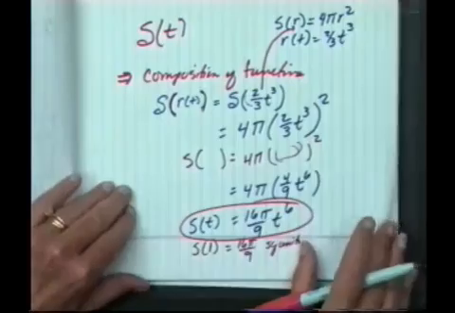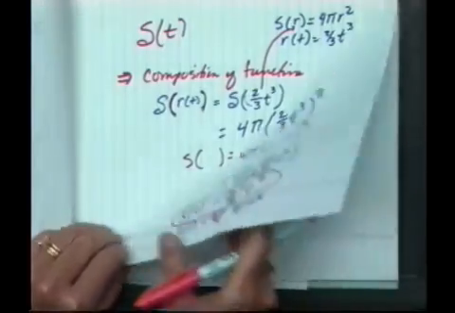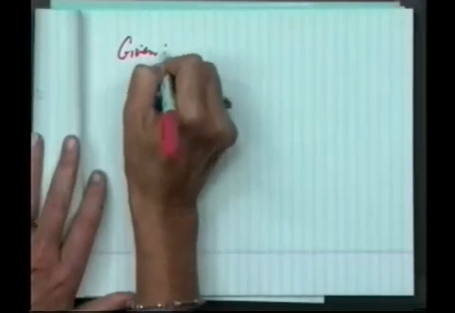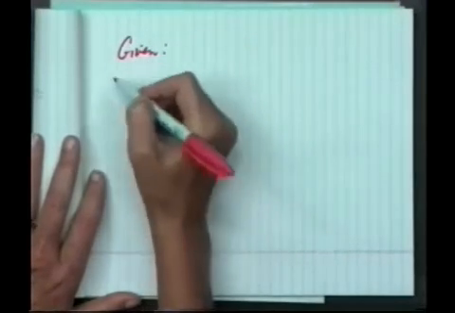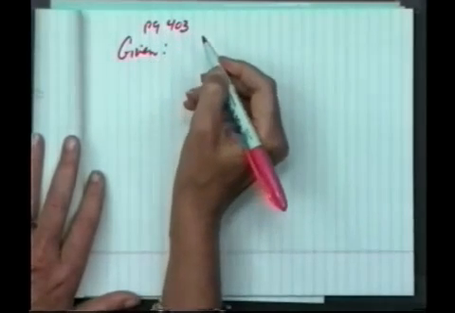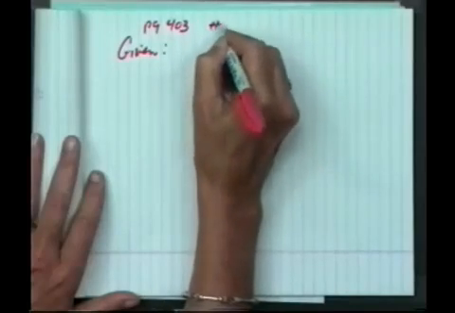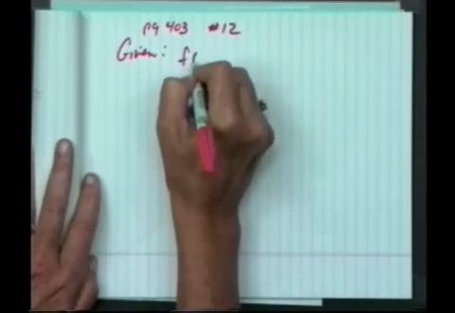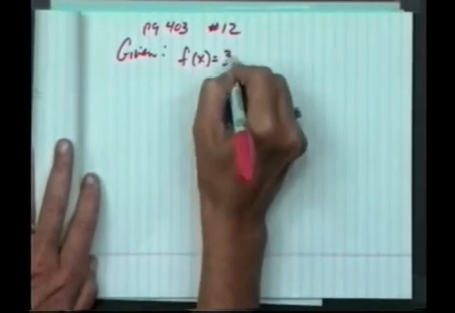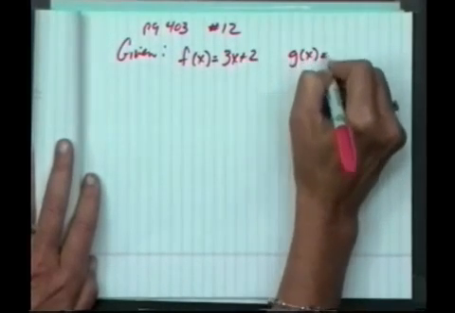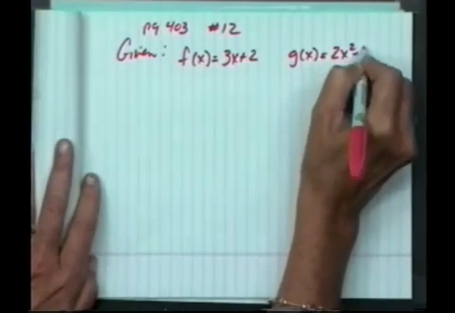All right, let's try a couple examples that are not words. Given, I think I'll just pull one right out of the book. This is page 403, and I'm just going to look at, say, problem number 12. We're going to be given that f of x is equal to 3x plus 2, and we're given that g of x is equal to 2x squared minus 1.